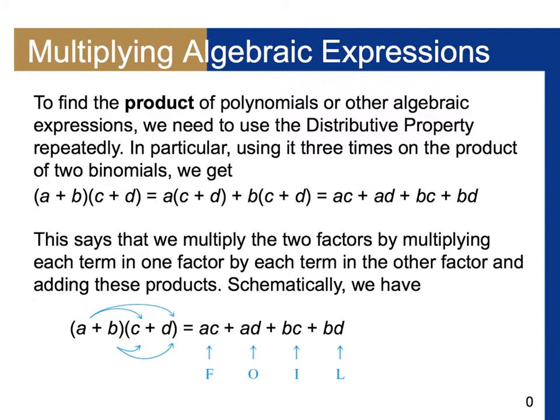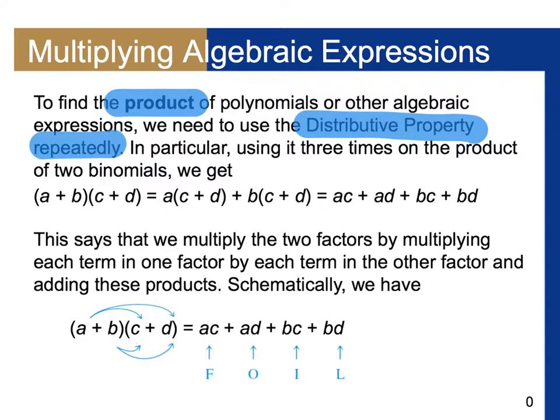Okay, so when we're multiplying algebraic expressions, we're finding what's called the product of polynomials. We use the distributive property, sometimes repeatedly, sometimes more than twice. So for two binomials, meaning two terms, we're using FOIL. We talked about FOIL before, but we'll look at it this way.